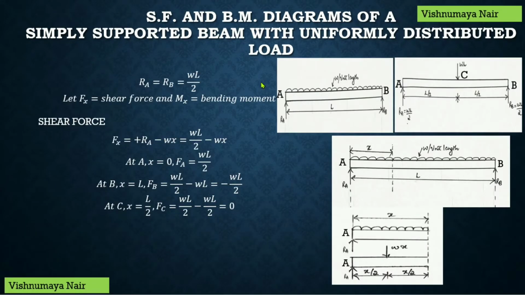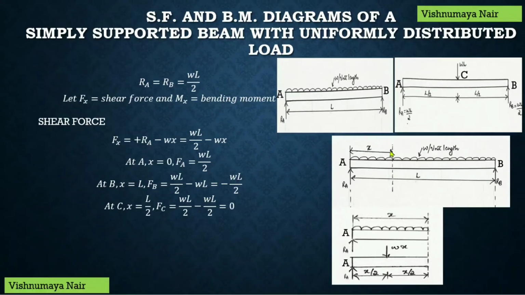Let's find out the shear force and bending moment values acting along the length of this beam. We know that RA equal to RB equal to WL by 2. Now, in order to find out these shear force and bending moment values, we have to consider a section on the beam. Let this section be at a distance of x meters from the end A. And let Fx be the shear force and Mx be the bending moment at this section.